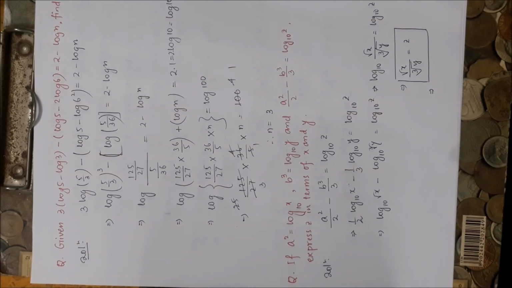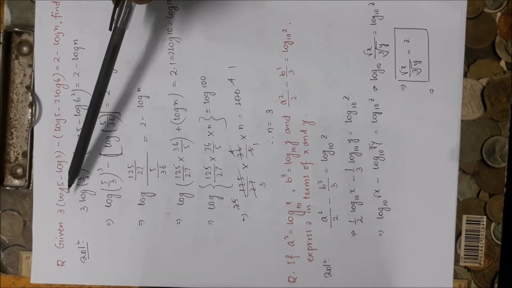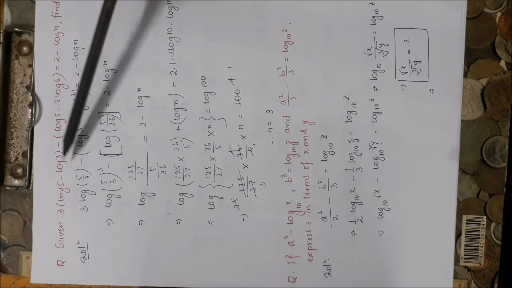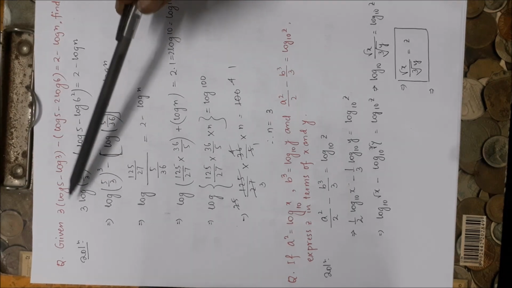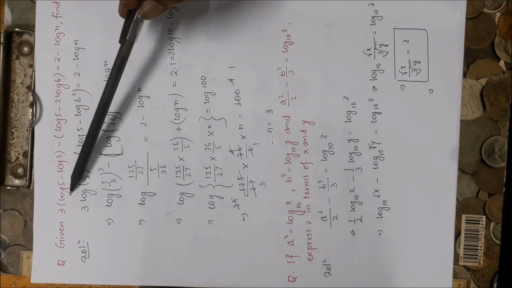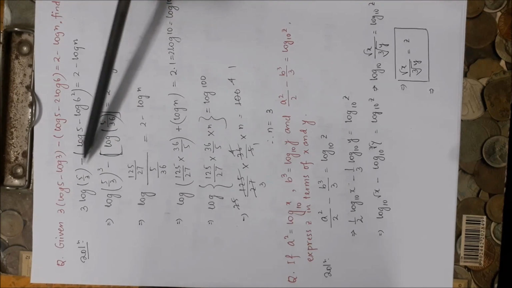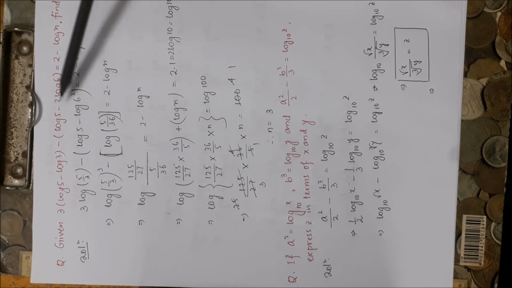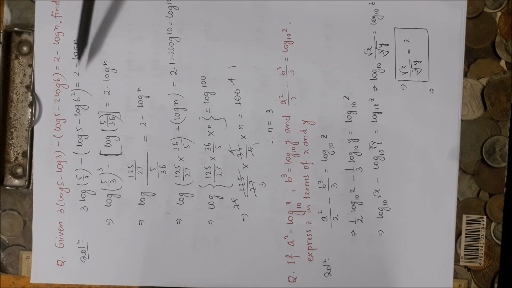Now the next problem is: given 3 log 3 into log 5 minus log 3 minus of log 5 minus 2 log 6 equals 2 minus log n, we need to find n. So, if you use the log properties, you will get 3 into log 5 minus log 3 equals log 5 by 3 minus log 5 minus, using the power rule, log 6 square equals 2 minus log n.